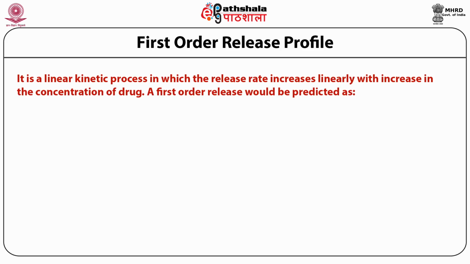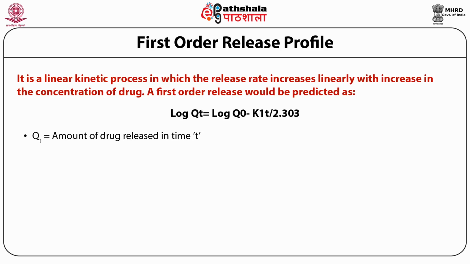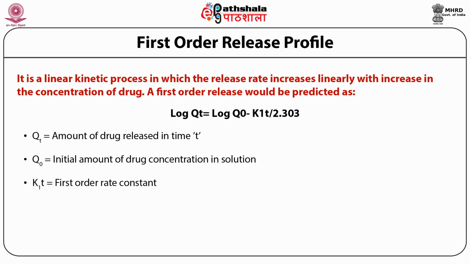It is a linear kinetic process in which the release rate increases linearly with increase in the concentration of the drug, and hence the process is concentration dependent. A first order release would be predicted as follows: log Qt is equal to log Q naught minus K1t divided by 2.303, where Qt is the amount of drug released in time t, Q naught is the initial amount of drug concentration in the solution, and K1 is the first order rate constant.